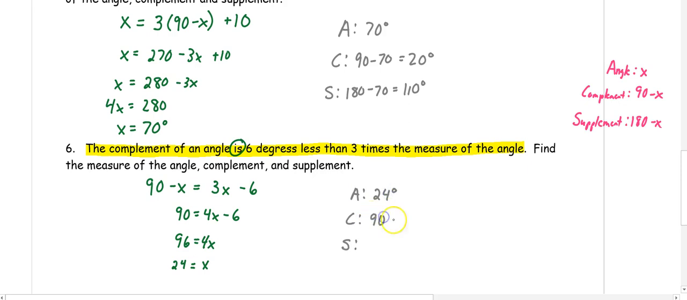My complement is 90 minus 24, which is 66 degrees. And my supplement is 180 minus 24, which is 156 degrees.